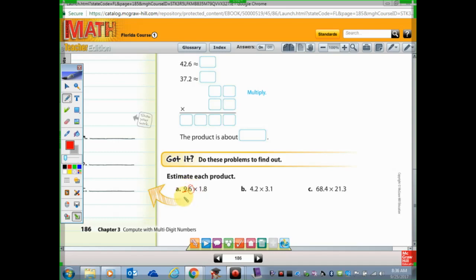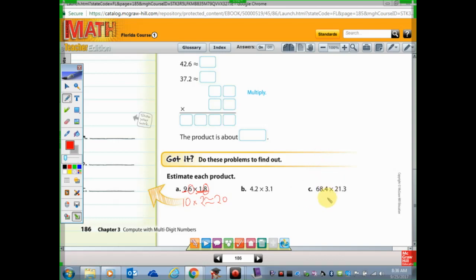Looking at the place of the 9, the place to the right of it is a 6, so we're going to have to go up 1, so 9 becomes 10. For 1.8, you look at the 8, we're rounding to the place of the 1. Since it's 5 or more, the 1 is going to go up to a 2. So bring down your multiplication symbol, this becomes a 2. 10 times 2, your answer is going to be approximately 20.